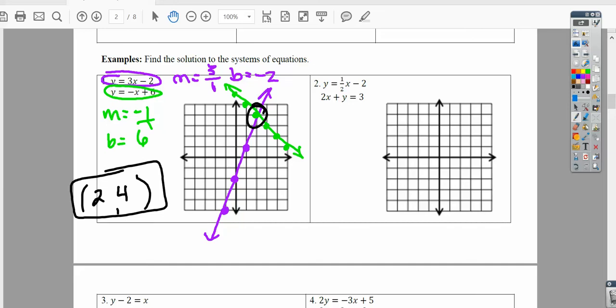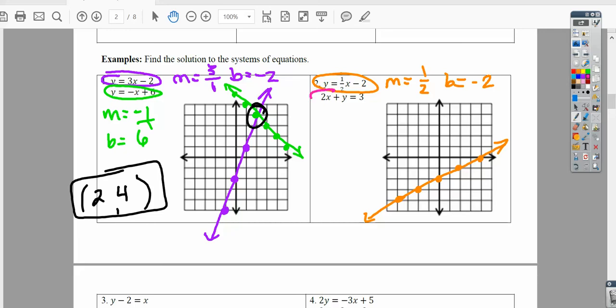If we go ahead and do number 2, I'm going to look at the first one. M equals, b equals. M equals 1/2, b equals negative 2. So plot b first, which is negative 2. Up 1 over 2, up 1 over 2, and go in the reverse direction to go completely across your grid. Connect my dots.